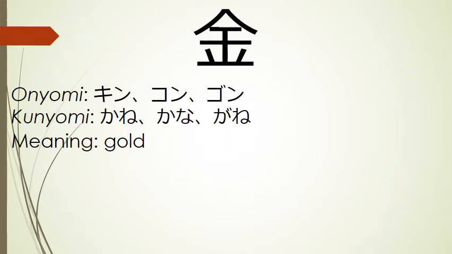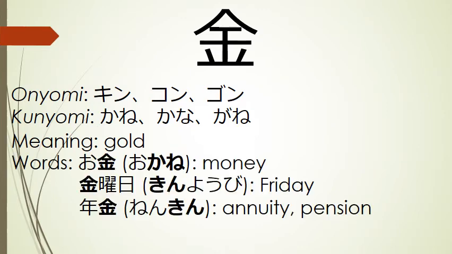Our next kanji means gold. Its onyomi include kin, kon, and gon, and its kunyomi include kane, kana, and gane. Words that use this kanji include okane, money, kinyobi, Friday, and nenkin, annuity or pension.